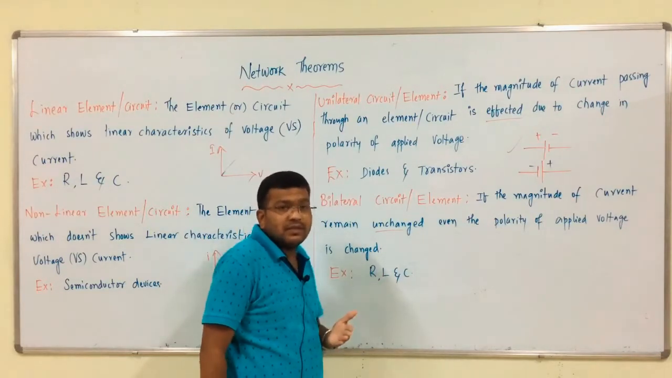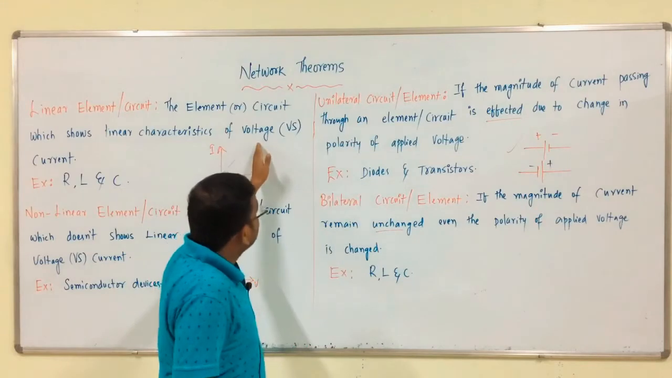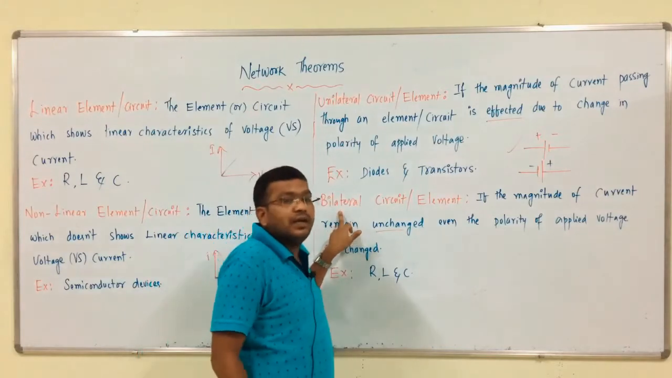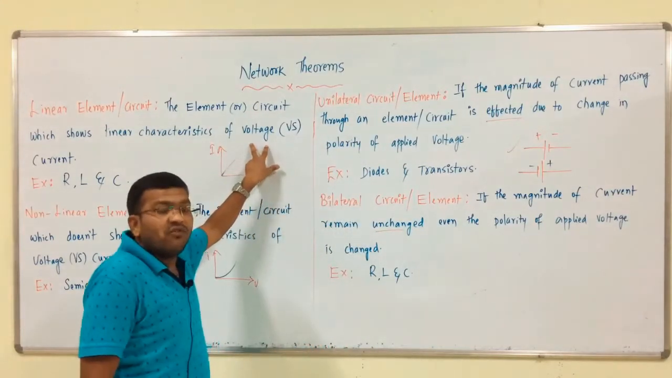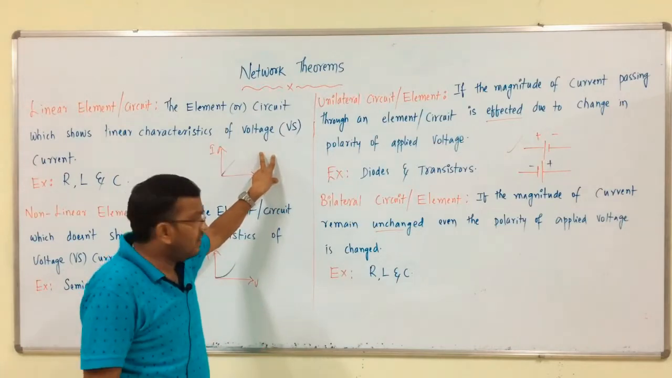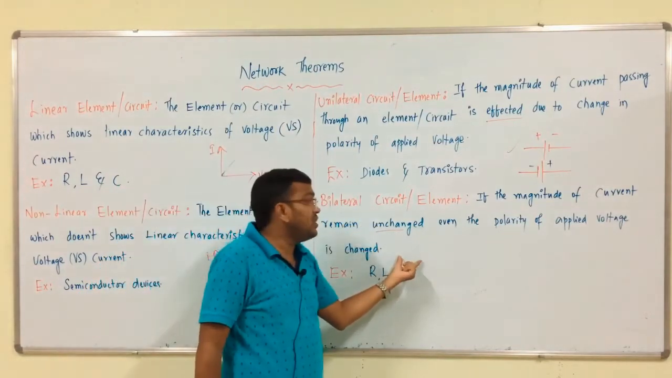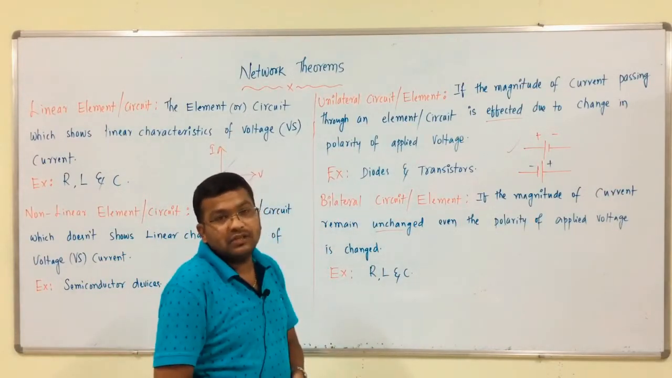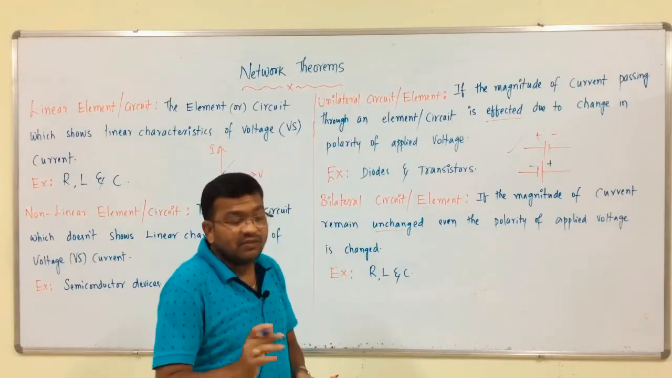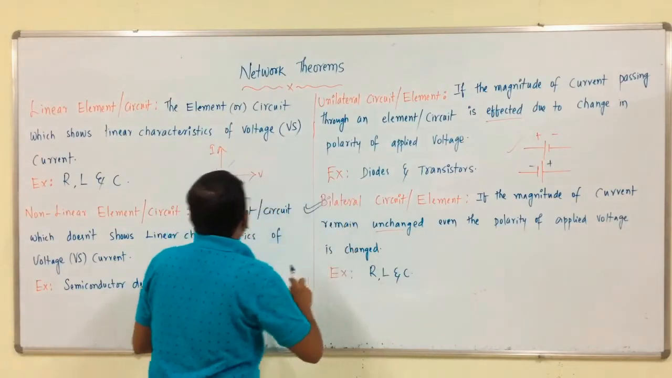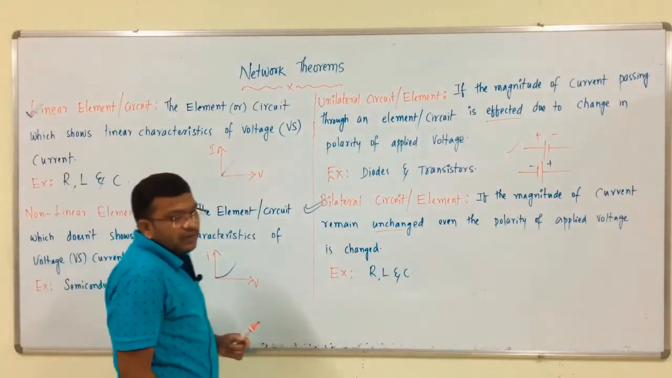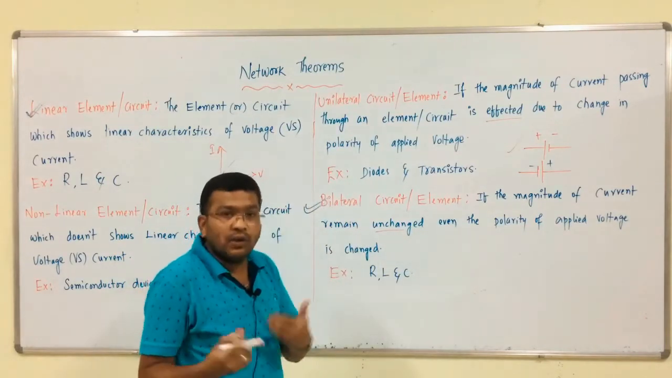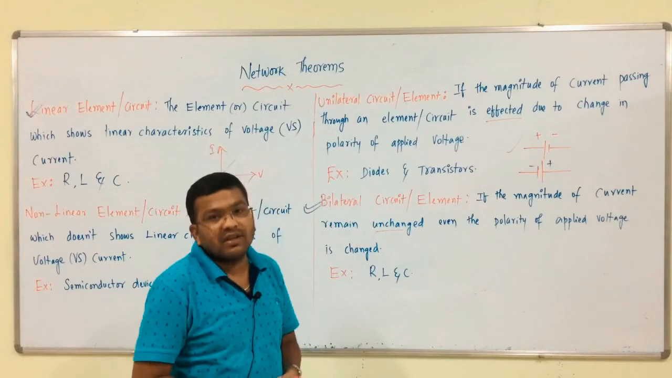So, for network theorems, linear elements and bilateral circuits are used, because the characteristics of voltage and current are linear. There is no change in the magnitude of current, even though there is a change in applied voltage, even though there is a change in polarity of applied voltage. That is why we need bilateral and linear circuits for these network theorems. So, this type of circuits is needed to calculate or to discuss the concept of network theorems. Okay.